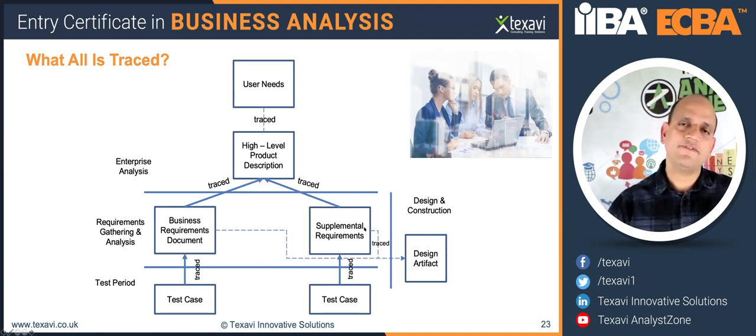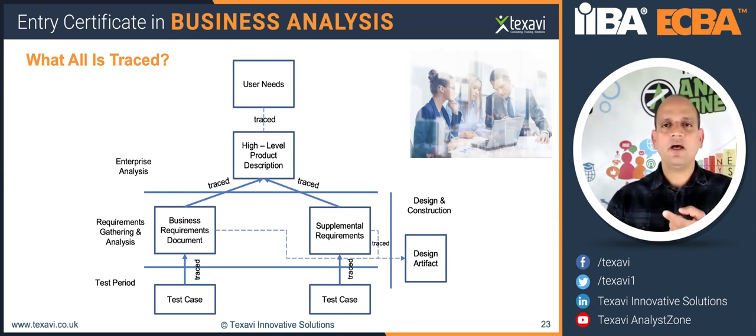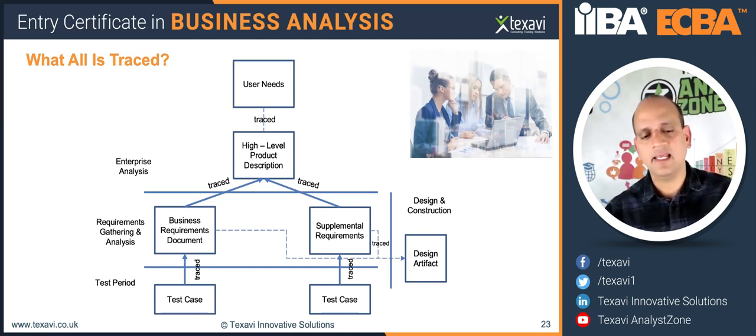And that's what we call the FURPS plus model. The FURPS plus model stands for F is functionality, U is usability, R reliability, P performance, S supportability, and the plus stands for interface requirements, anything that you need to interface with any other system, product, or application, documentation requirements, legal requirements, security, all of these that you connect with, any licensing and things like that.